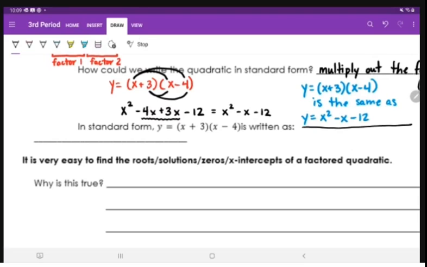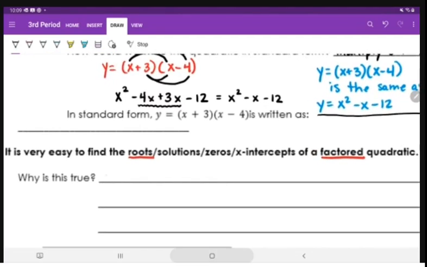Okay, so now that we've gotten the multiplication out of the way, I hope you're convinced, maybe you don't understand why, but I hope you're convinced that the factored form of the quadratic and the standard form of the quadratic are just two different ways to write the same equation. So now we're going to talk about why we care. There's this line in bold here that says it is very easy to find the roots of a factored quadratic. And I'm going to explain why.